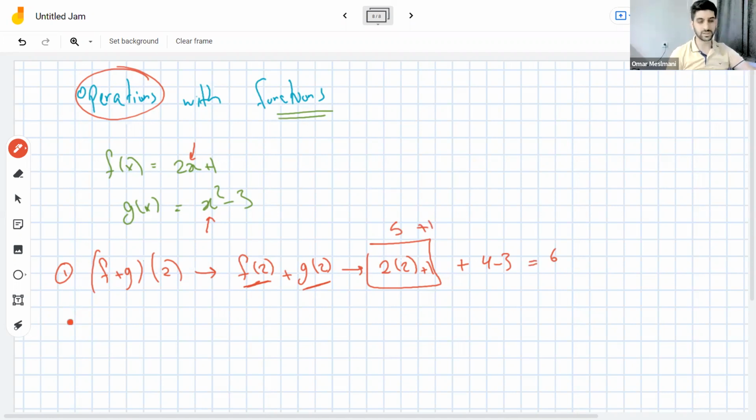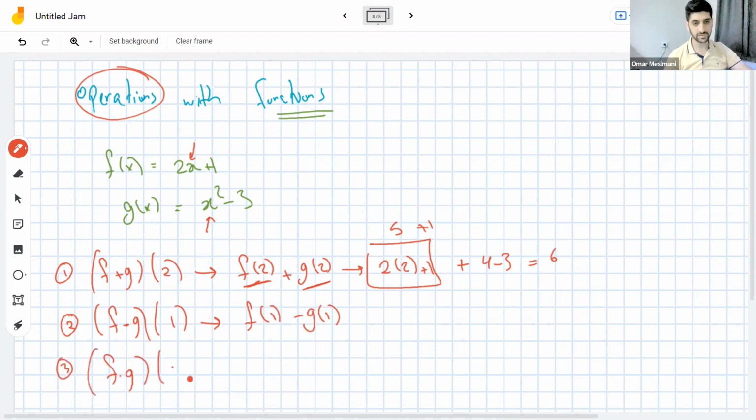So this is the addition. Same for subtraction. If I have an f minus g to a value of, say, 1, what you will do is just find the value of f1 minus the value of g1. Same thing for the multiplication. If you have f multiplied by g for a value, let's say 0, you want to find the f of 0 and multiply it by the g of 0.